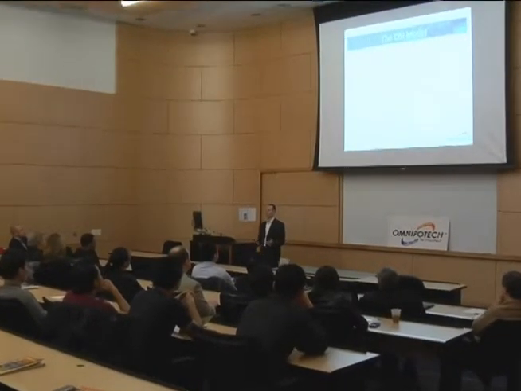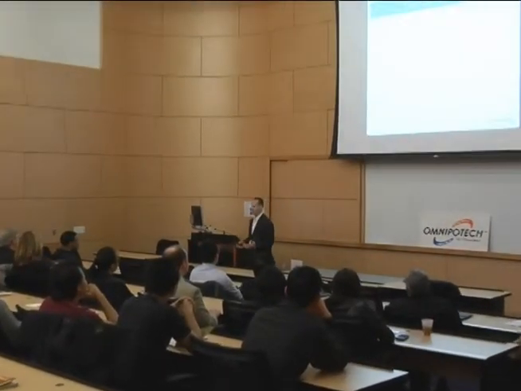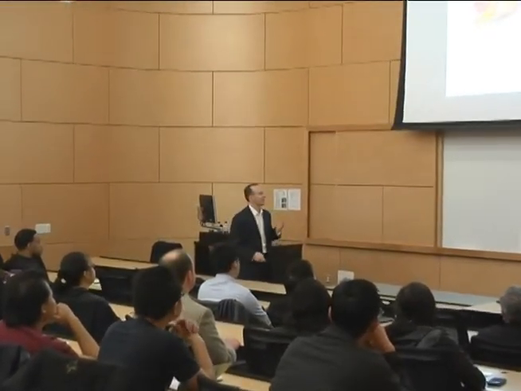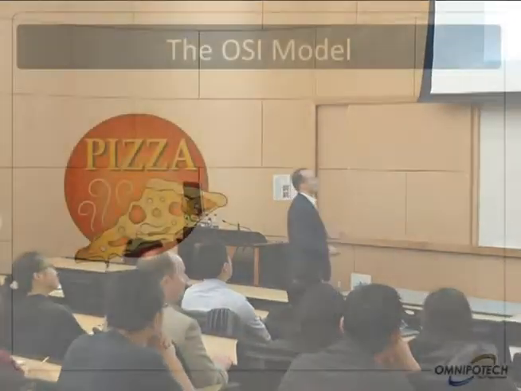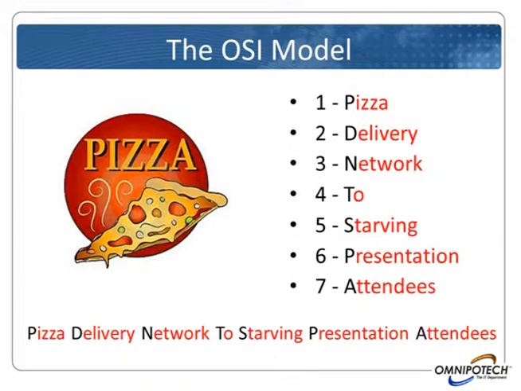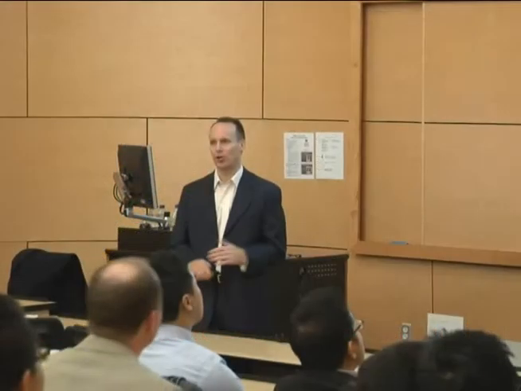Now, if you happen to be a visitor here and you're a business person, and I thank you for attending today, you probably have no idea what I'm talking about, so I had to make it really simple. The OSI model is all about pizza. Okay? So it's the pizza delivery network to starving presentation attendees. That's basically what the OSI model is all about.